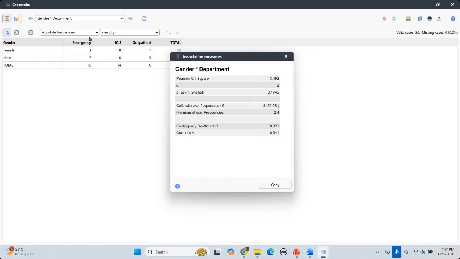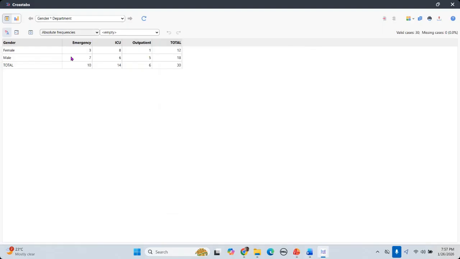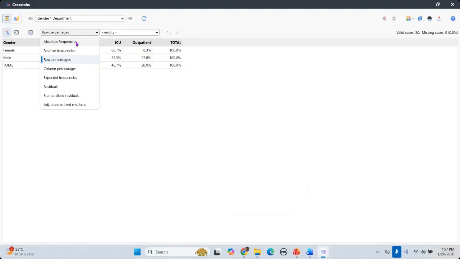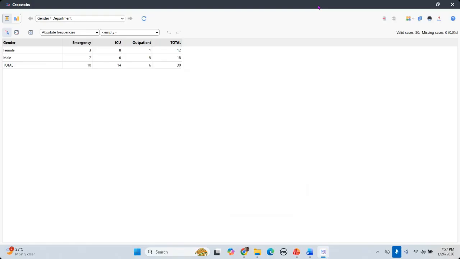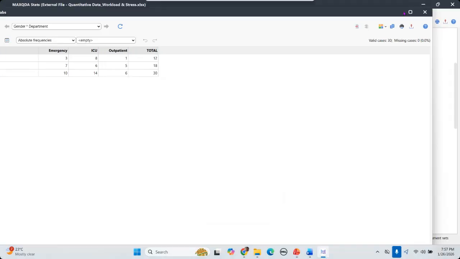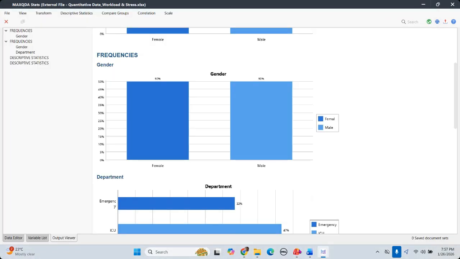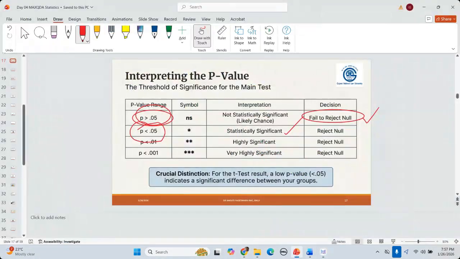Now here, when it comes to the table, you can see the percentage-wise also can be presented. Column percentage, row percentage also you can take. If you want to see only frequencies, that also can be presented. This is called cross tabulation as well as chi-square test. Okay. Now we are going to conduct the independent sample t-test.